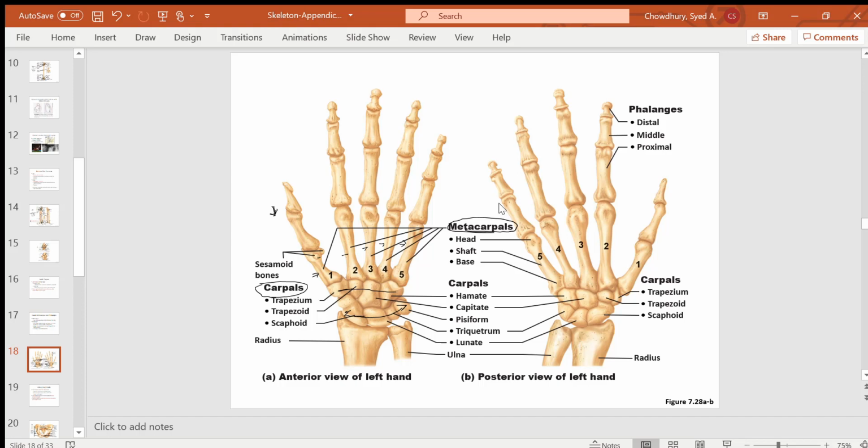So there are 5, and then the finger bones. You have 2 bones in your thumb, distal and proximal, and in the other 4 fingers, in each you have 3 phalanges or finger bones: distal, middle, proximal. Okay, so in these 4 fingers you have 12, 3 in each, and the thumb has 2, so total 14 phalanges or finger bones. Okay, so those are the bones of your hand.